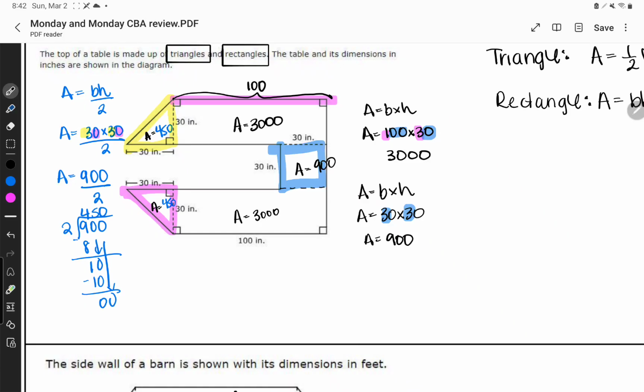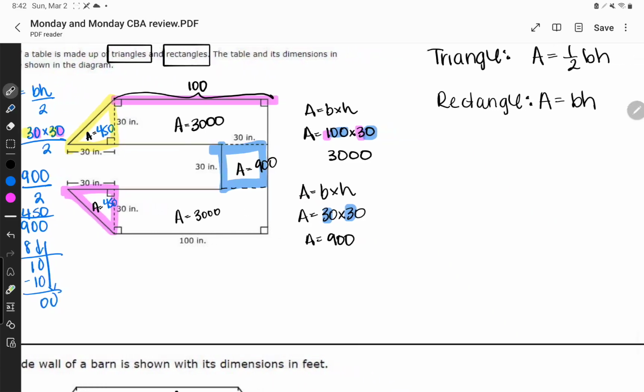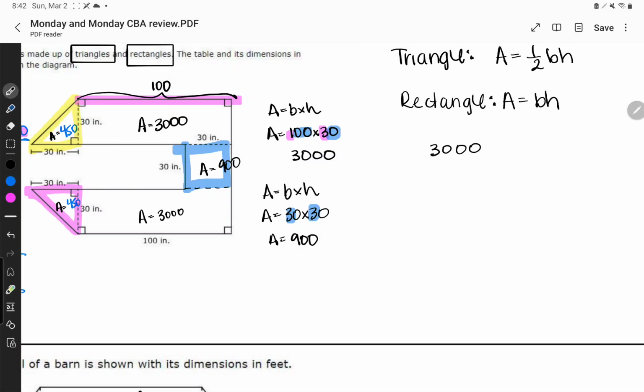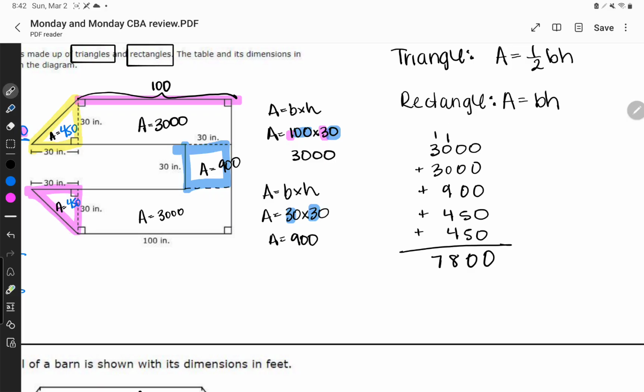And then how do I find the area of this whole thing? To find the area of the whole thing, now that we have all of the missing pieces, we just add it all up together. So I have 3,000 plus 3,000 plus 900 plus 450 plus 450. And what do you get when you do that? All of these zeros add up to just equal 0. 5 plus 5 is 10, so I write down a 0, carry my 1. 1 plus 9 is 10. 10 plus 4 is 14. 14 plus 4 is 18, so I write down an 8, carry my 1. 1 plus 3 is 4. 4 plus 3 is 7. So that gives me a total of 7,800 inches squared.